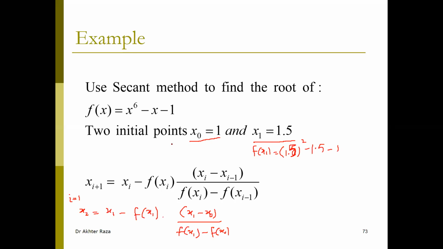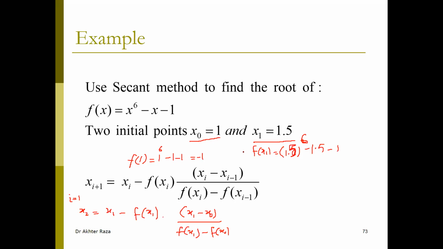Similarly, I have to calculate f of 1. The value of f of 1 is equal to 1 raised to the power 6 minus 1 minus 1. This is not square, this is power 6. 1 raised to the power 6 is 1, 1 minus 1 becomes 0, so the answer is minus 1. The answer of f of 1 is minus 1.